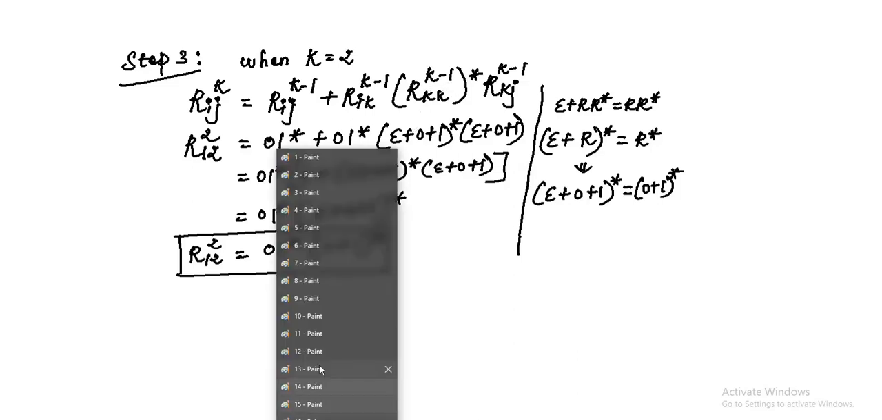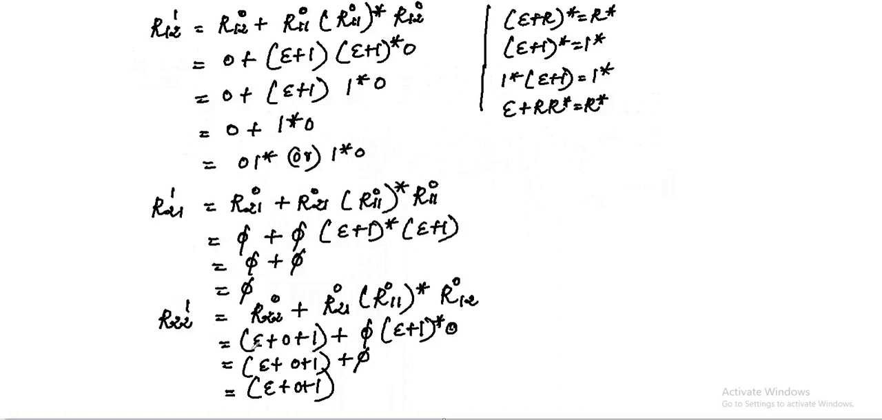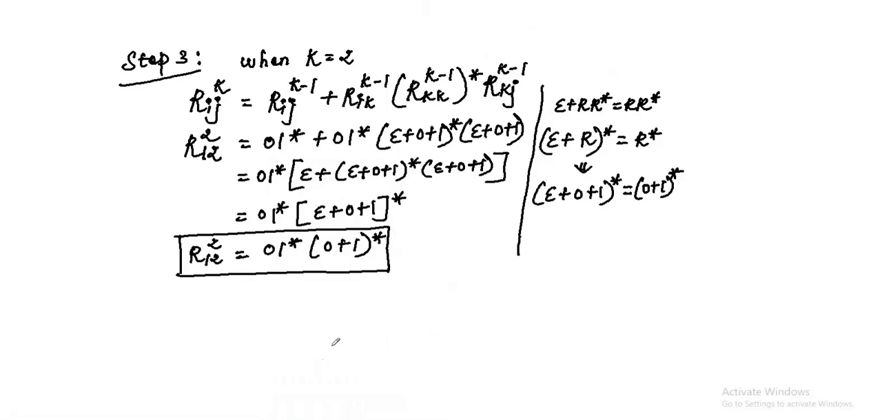Look at the previous steps. Here R22 raised to the power 1 is epsilon plus 0 plus 1. Here you write epsilon plus 0 plus 1 raised to the power star. Then Rkj, k value is 2, j value is 2. So R22 raised to the power 1. Similarly, epsilon plus 0 plus 1.